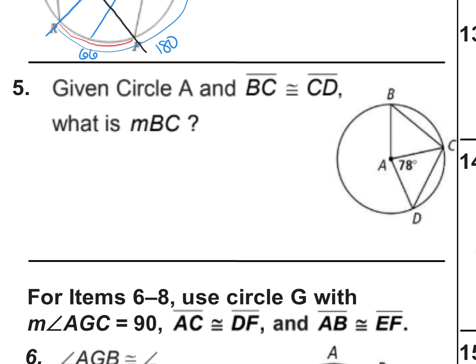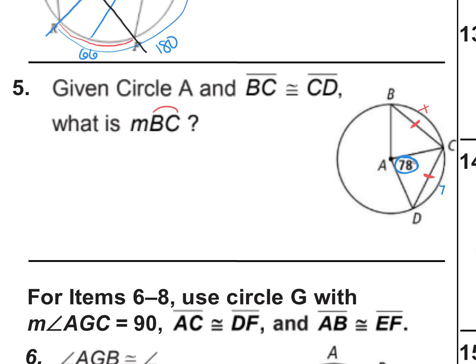Given circle A, it says BC and CD are the same. What are those lines? Chords. They are chords. Okay. It wants us to know the measure of arc BC. What is the only thing I know the measure of in this diagram? The angle A. How can I use that? The two angles are equal. I can find this arc here. What is that arc measure?